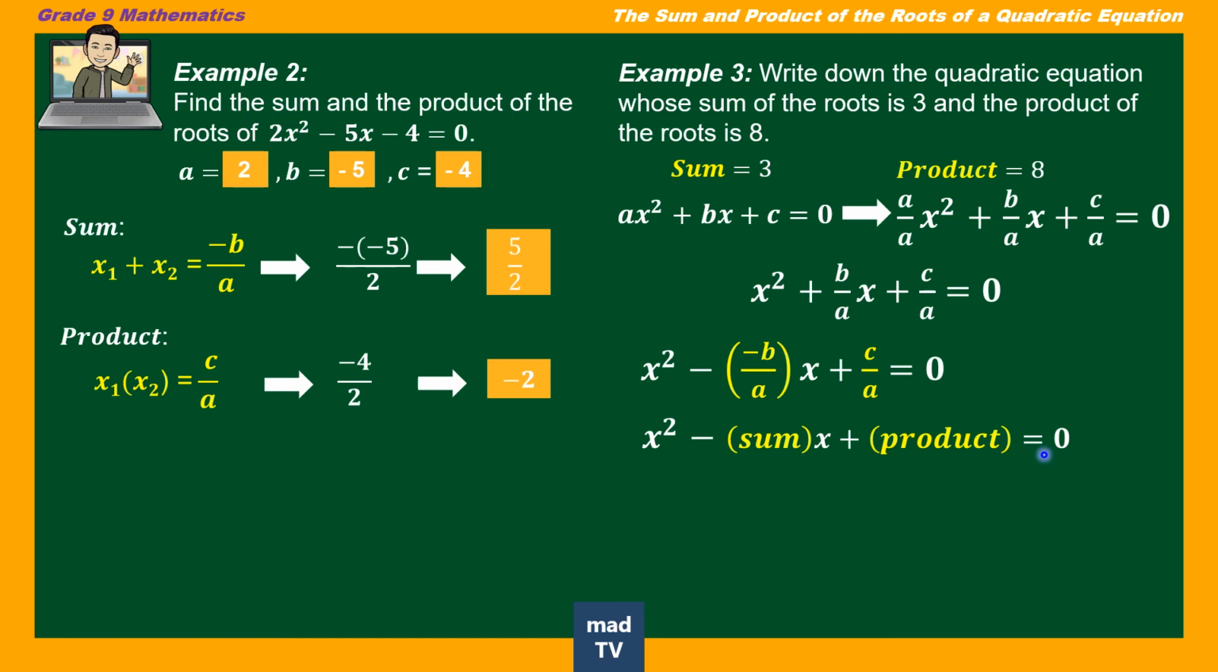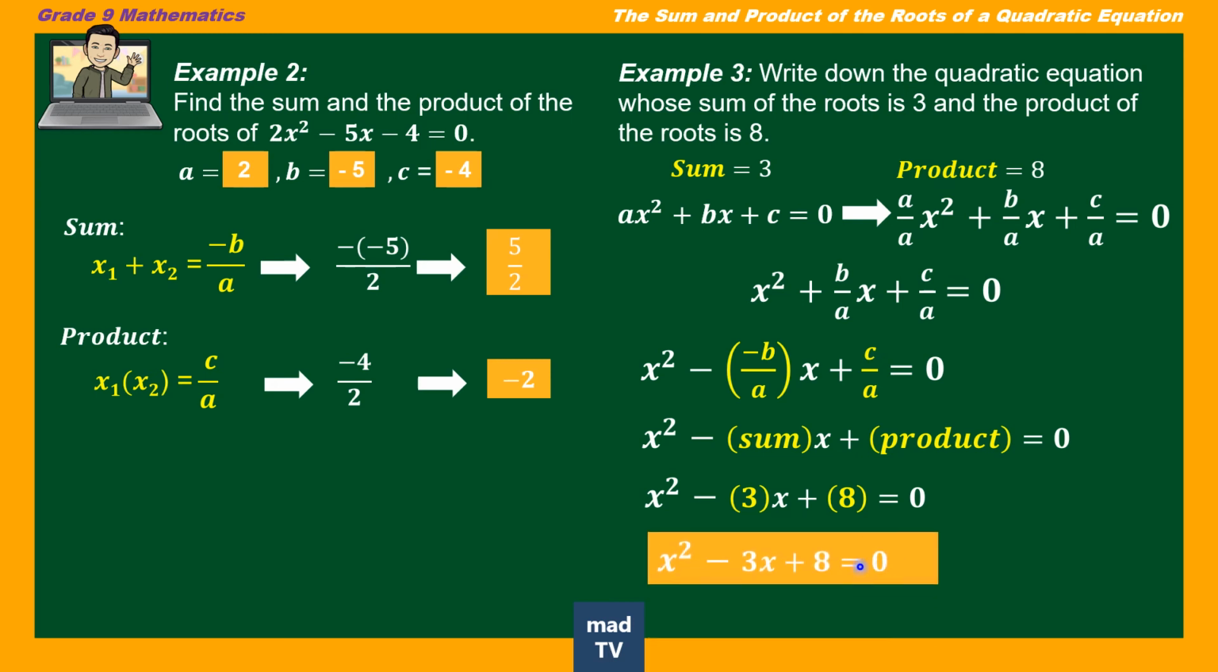Okay, so let us substitute yung sum natin sa product. X squared minus 3x plus 8 is equal to 0. So sana nasundan. Sinubstitute lang natin. Ito yung sum, ito yung product. Okay, so simplify. Therefore, the quadratic equation whose sum of the roots are 3 and product is 8 is x squared minus 3x plus 8 is equal to 0. So, sinimplify lang natin. Okay? Next example.